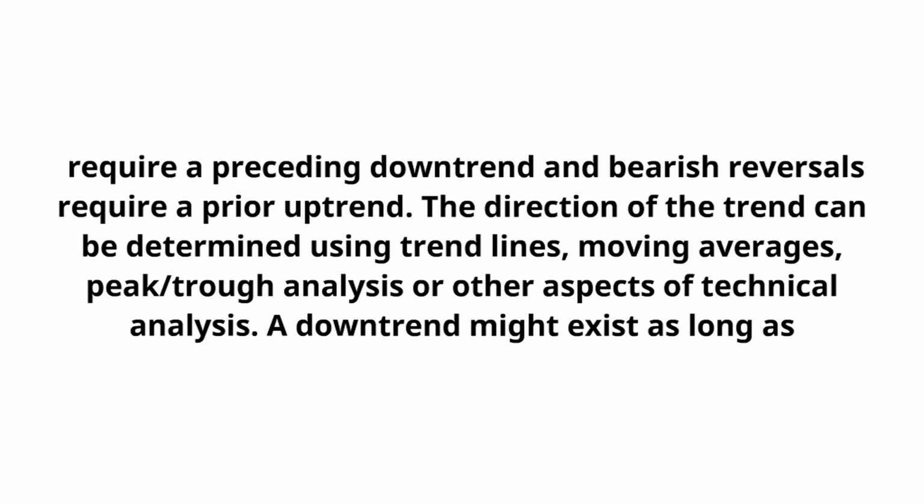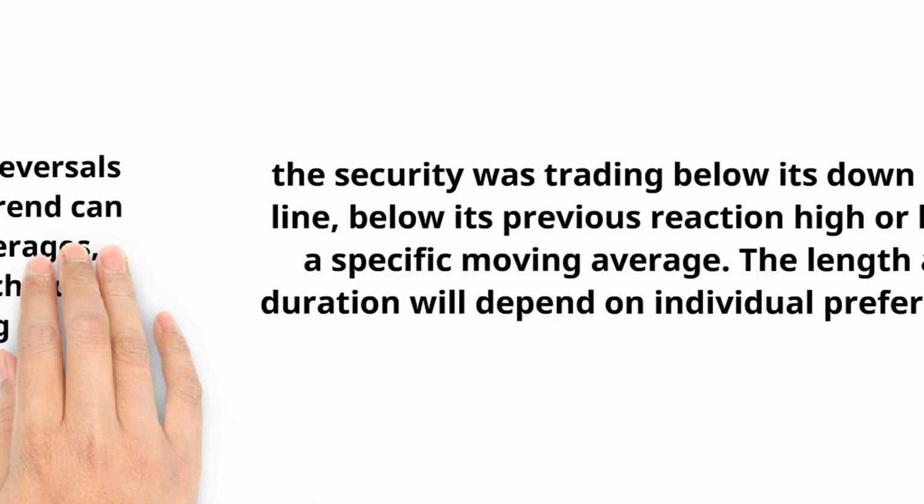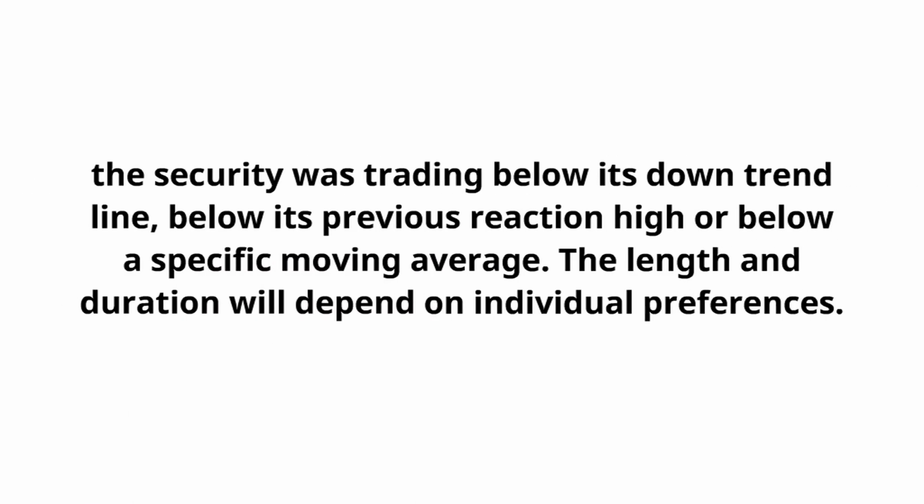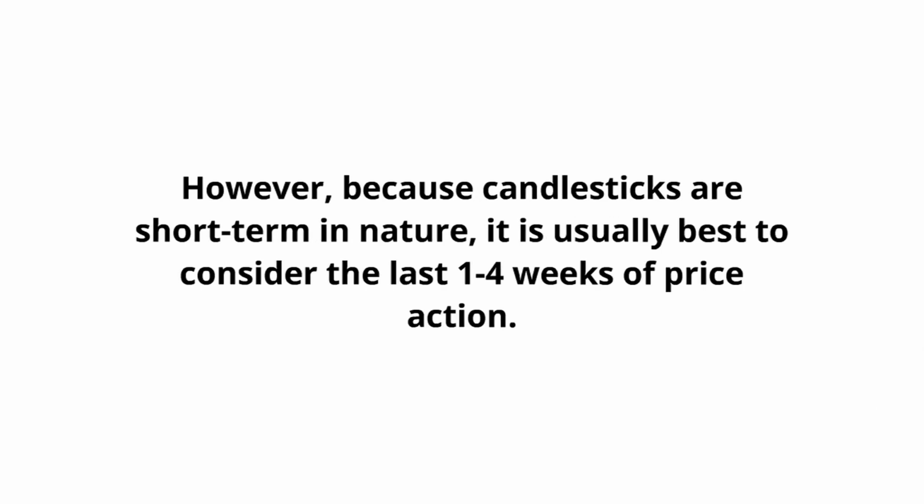The direction of the trend can be determined using trend lines, moving averages, peak/trough analysis or other aspects of technical analysis. A downtrend might exist as long as the security was trading below its downtrend line, below its previous reaction high or below a specific moving average. The length and duration will depend on individual preferences. However, because candlesticks are short-term in nature, it is usually best to consider the last 1 to 4 weeks of price action.